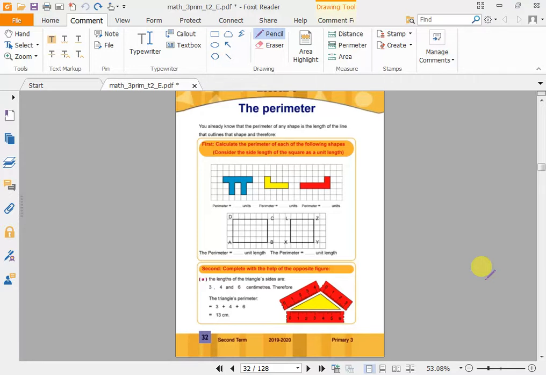Generally, the perimeter of any shape is the length of the line that outlines that shape. So when we have any shape and we want to get its perimeter, we just find the line that outlines that shape and get this length. How can we get it?